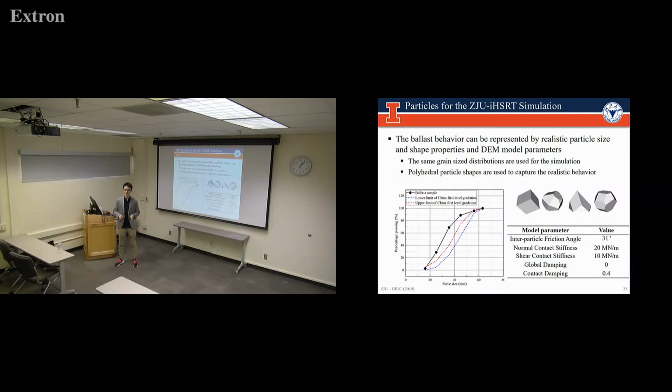I understand. So that's one of the limitations if you want to use it. That's why I only stick with the ballast layer instead of the whole system of the track.